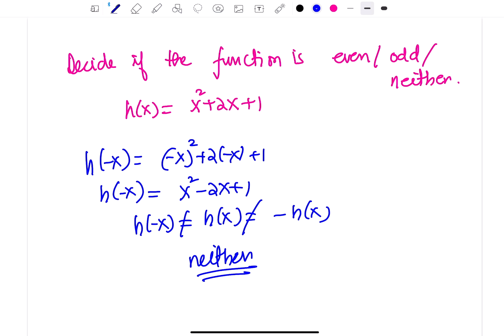That was all for this video. We talked about symmetry about the axes, symmetry about the x-axis, y-axis, and origin, and even, odd, and neither functions.